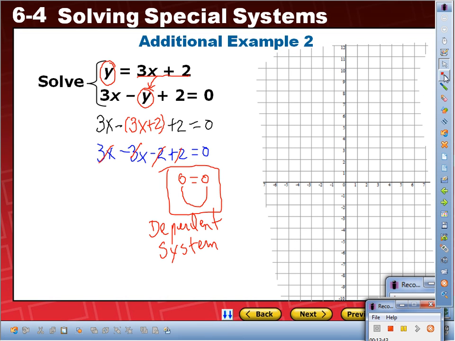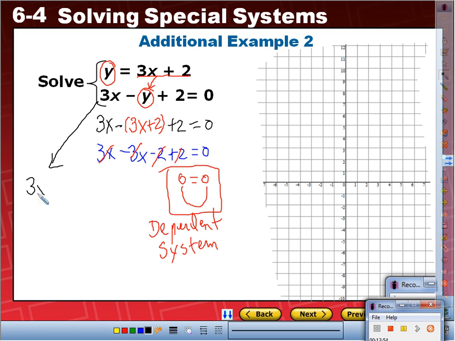All right. So, what's my first step to graph? Which one of these needs to solve for y? The second one. So I'm going to rewrite it over here. 3x minus y plus 2 equals 0. Now look at it. Should I get rid of the 3x and the 2, or just the y? The y. So what do I do? Add y, add y. We're left with 3x plus 2 equals y.